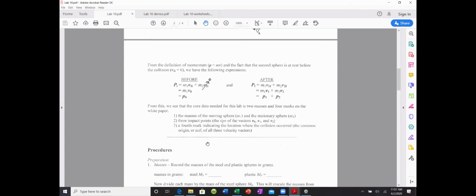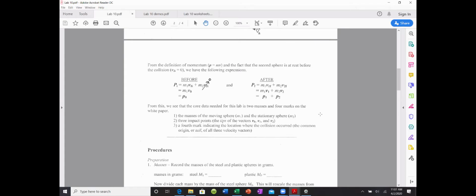But this mentions we need a 4th mark on the sheet. What's the 4th mark on the sheet? The 4th mark on the sheet is I need to know this location right here. I need to know this location on the ground. Where on the ground is directly below the collision?